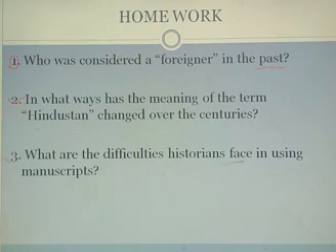Then the last question: what are the difficulties historians face in using the manuscript? It is very simple, I think. I have one slide for the difficulties faced by the historian in using the manuscript. Remember the mistakes made during the time of copying, and that changes. And the last one you have to write about is the unavailability of the original copy. So those three points you have to write.